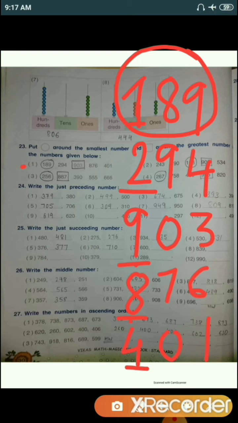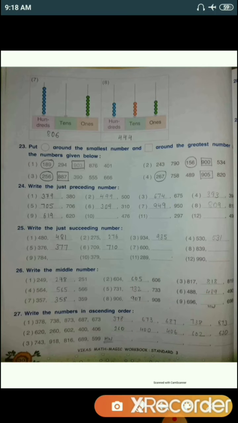Okay. Now which one is the greatest number from these digits, whether it is 2, 9, 8 or 4. So 9 is the greatest. So we'll just put one square box over this number. So with this method we need to solve the other sums.